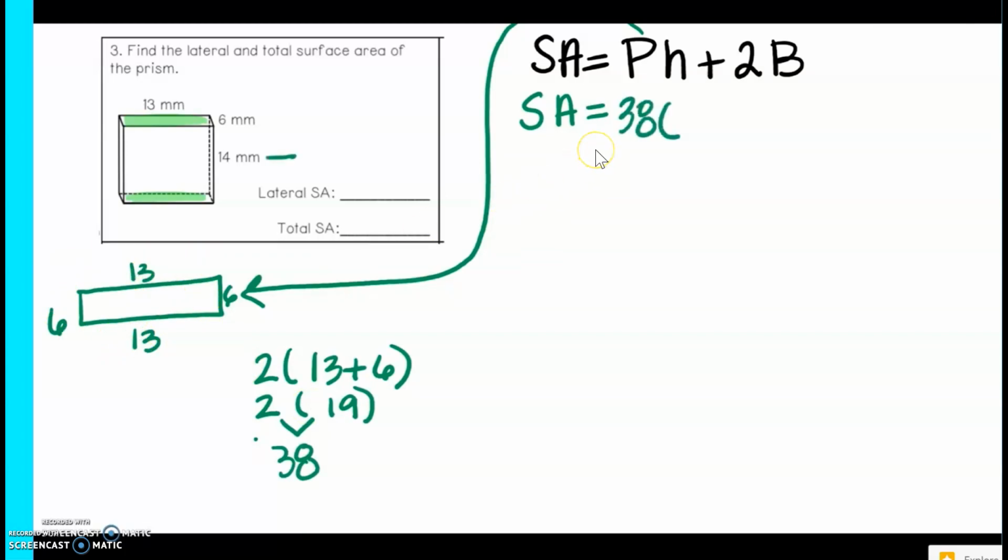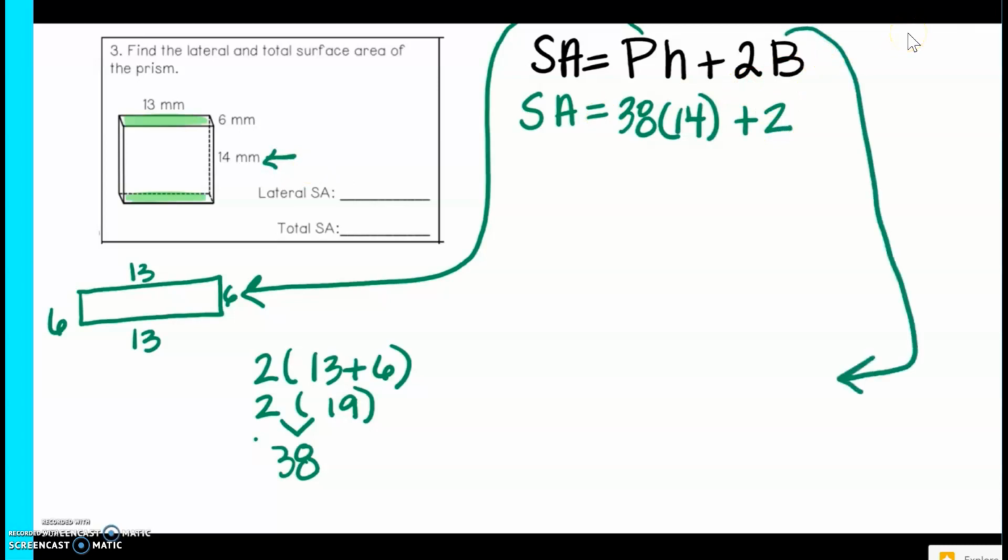So I plug it in now, and then I see that my height is 14. Well, now I have to have 2 of the area of the base. So I'm going to do the same thing I did for perimeter of the base. I'm going to redraw it. This is a personal preference, but it keeps me organized. It's a rectangle, so I use area equals base times height. The base and height are 13 and 6. I'm going to multiply 13 and 6 and get 78.